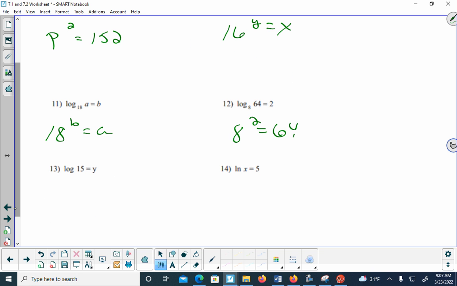This one, I don't have a base written, so it's understood to be 10, because that's common log, so 10 raised to y is equal to 15. And this one is natural log, which means my base is e, so e to the 3rd is equal to x. Okay, now we have some word problems.